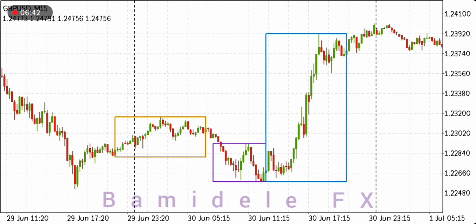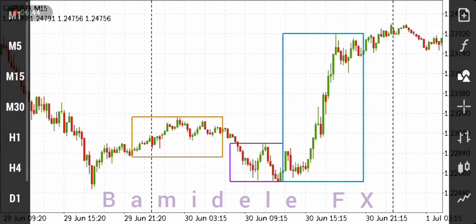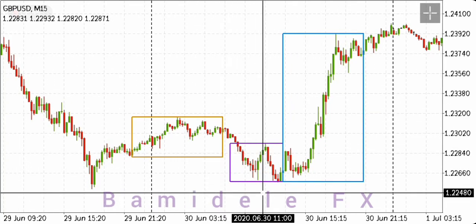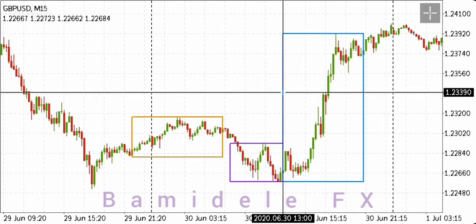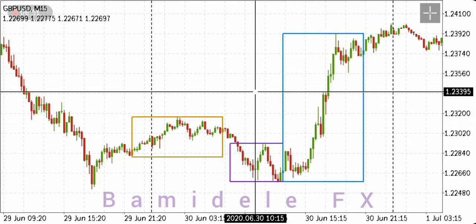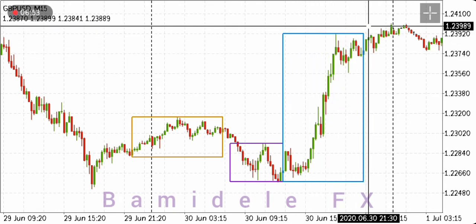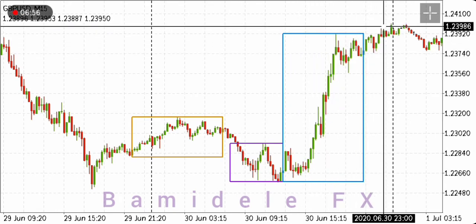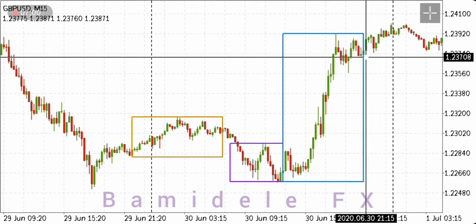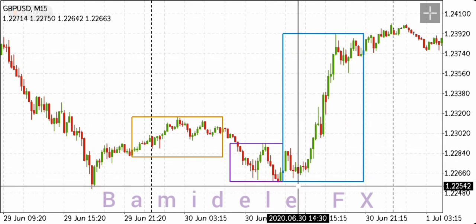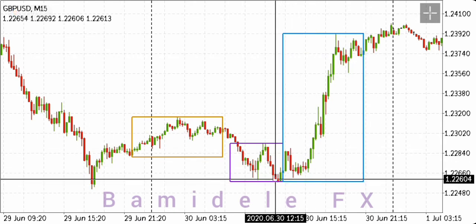So now, the highest points, guys, look at this market here now, June 30th. The highest point of this market movement today was somewhere here. You can see that, right? About 1.23986 the price. The lowest point of the market for the day was somewhere about here, about 22604. So how do we calculate the ADR?